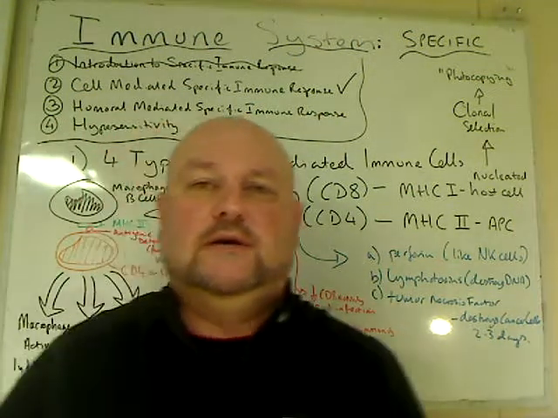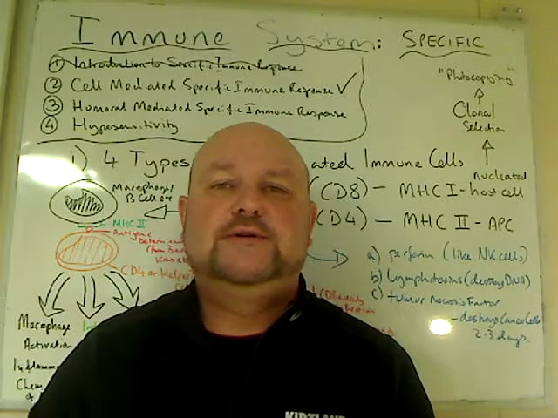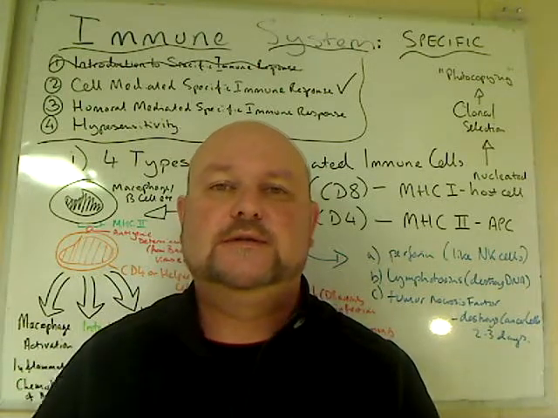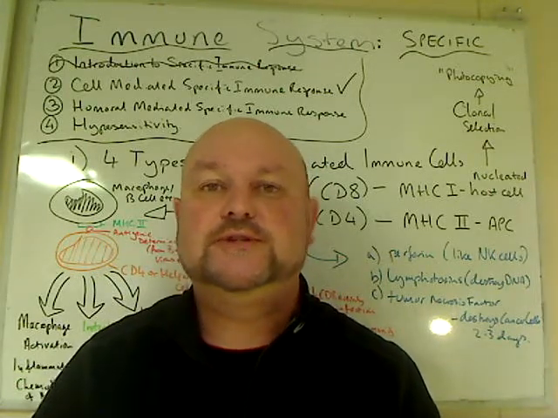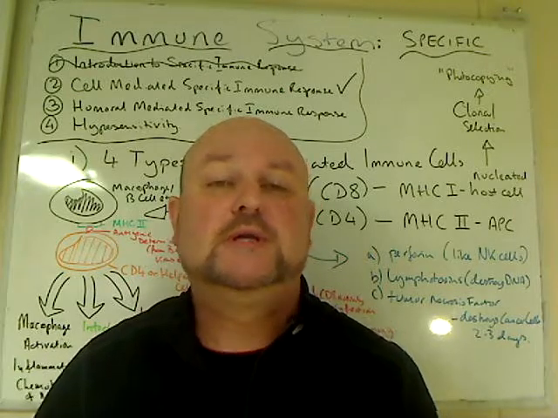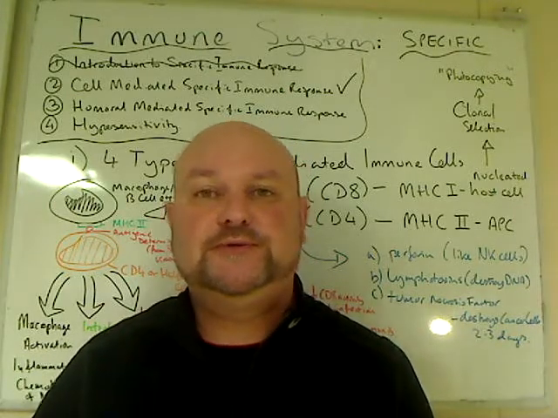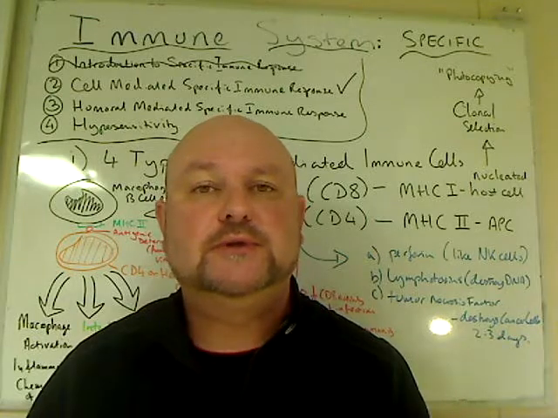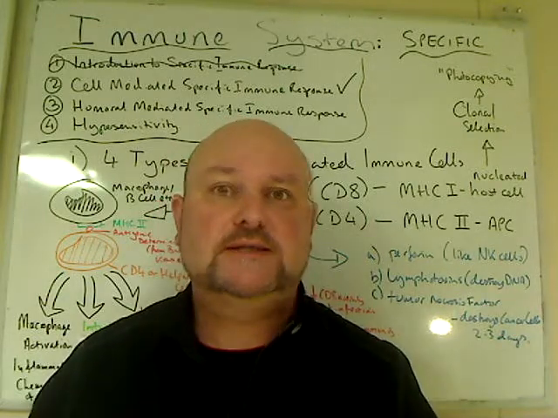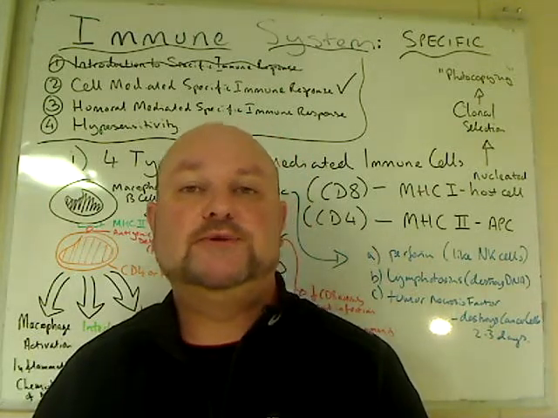Alright, so on we go. This is the third of five talks on human physiology's immune response. So far we've covered the innate response in the first one, and now we've looked at the basics of what makes up the specific immune response.